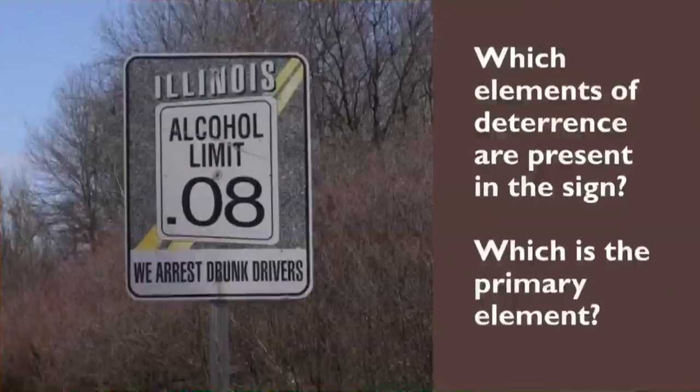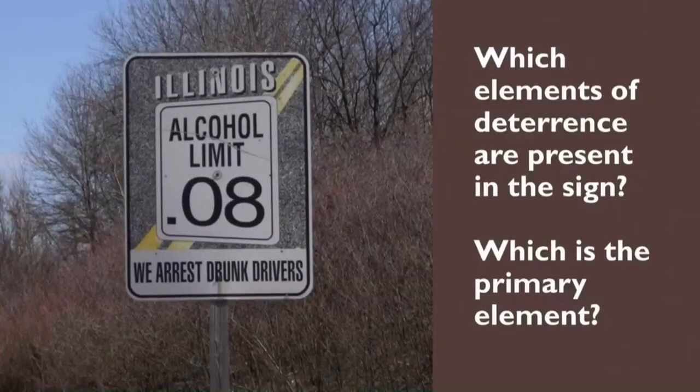Okay. So here's a street sign, Illinois. It says, the alcohol limit, 0.08, we arrest drunk drivers. Pretty basic, a little less going on than the previous picture, the previous public service announcement, so to speak. So look over this for a minute. Try to think of the context and everything like that. I'll talk about it in a second.